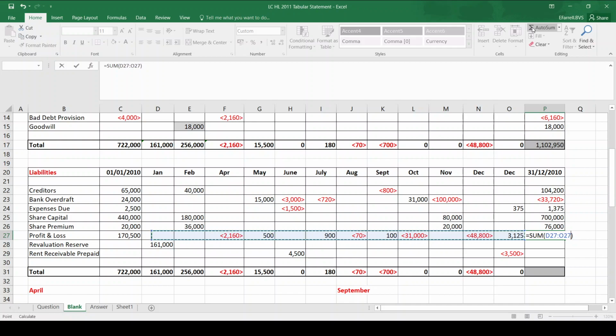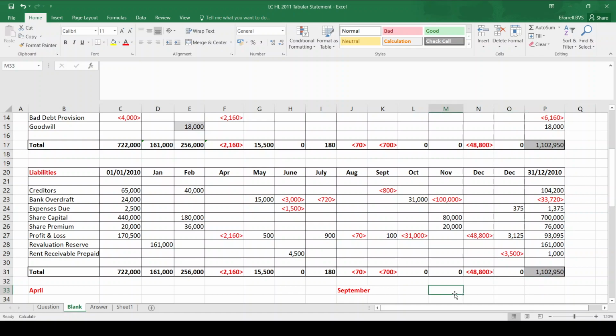So again, nearly finished totaling all these individual liabilities. And because each month is balanced, you should be fairly certain that your total assets here and your total liabilities here will balance.